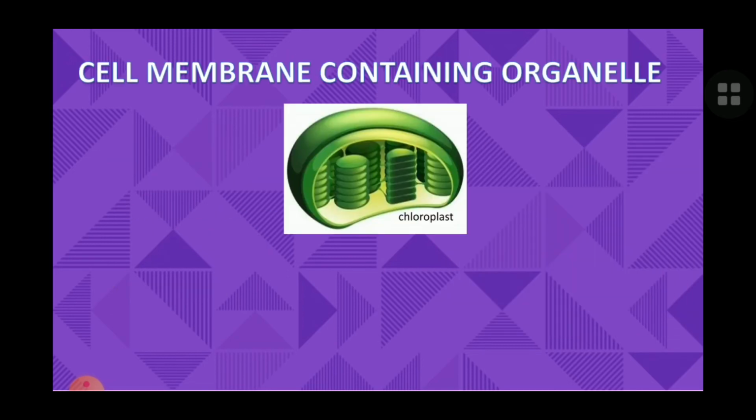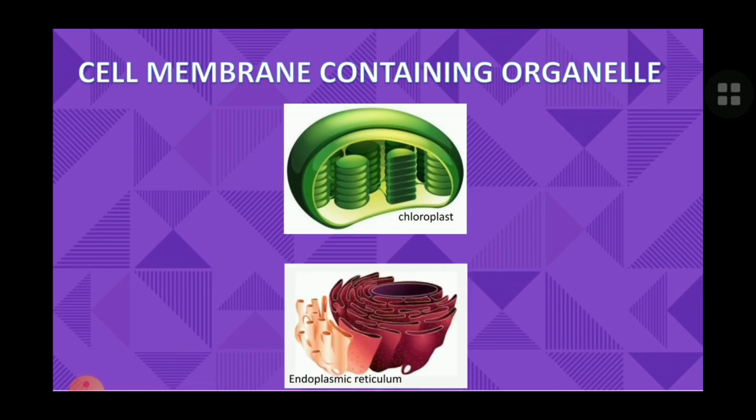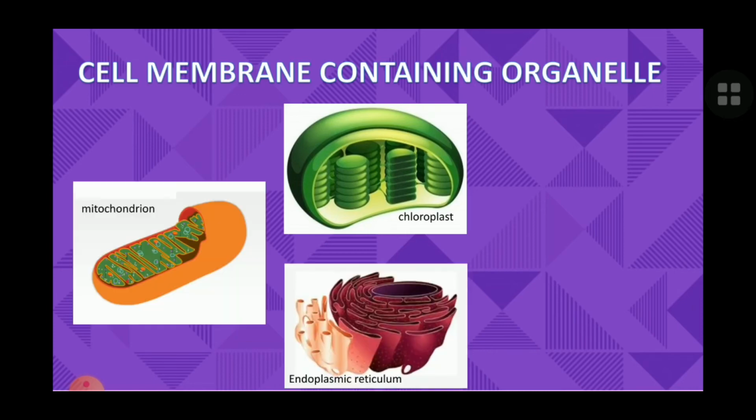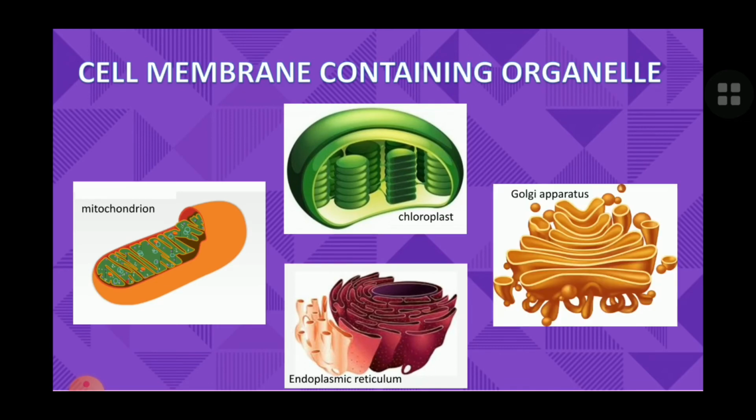These are the organelles which also contain a membrane, like the chloroplast, the endoplasmic reticulum, the mitochondrion and the Golgi apparatus. There are also some other organelles which contain a membrane, but these are a few examples.